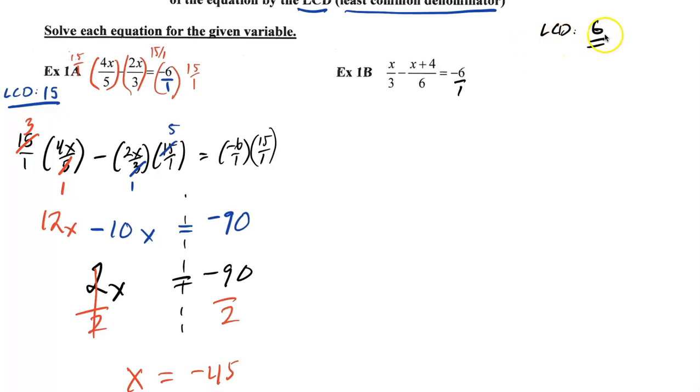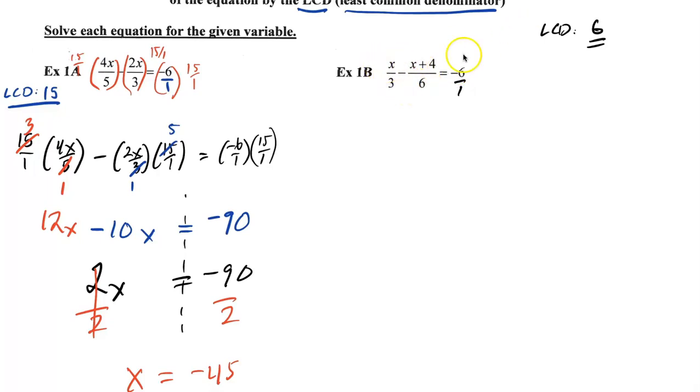So the LCD is the smallest number that could be divided by everything in the denominator. So 6 could be divided by 6, could be divided by 3, and by 1. That's what happened here, right? 15 can be divided by 1, 3, and 5. So that's the LCD. Smallest number that can be divided by everything in the denominator. So in this case, it's 6.